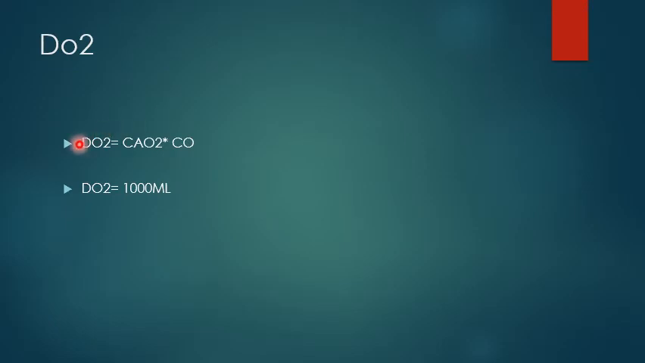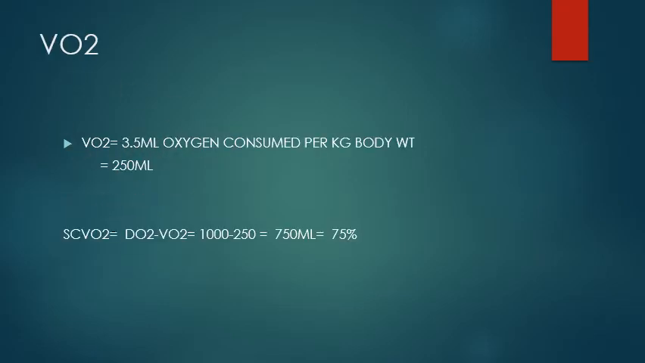And what is DO2? It is CaO2 into cardiac output, as I said. So CaO2 is 20 ml per 100 ml. So 20 by 100 into 5 liters, it will be 1 liter, the DO2, delivered oxygen. And VO2 is 3.5 ml of oxygen consumed per kg of body weight. So for a 70 kg person, it will be 250 ml. So the central venous oxygen content will be 750 ml, 75%, and that's why central venous oxygen saturation is also 75%.